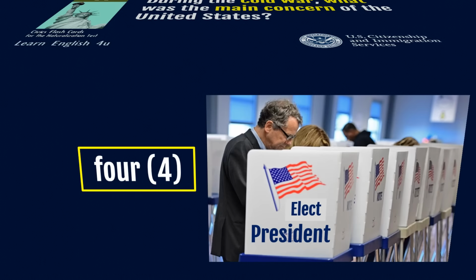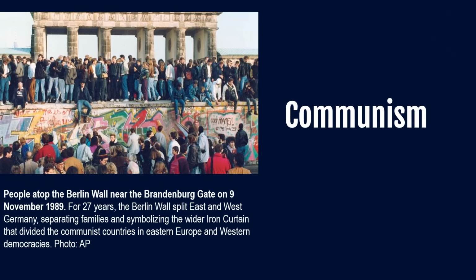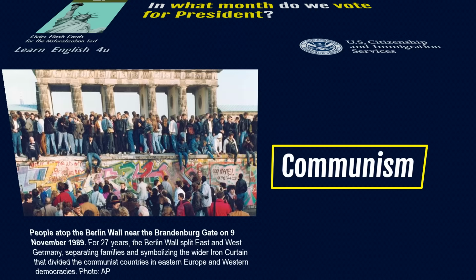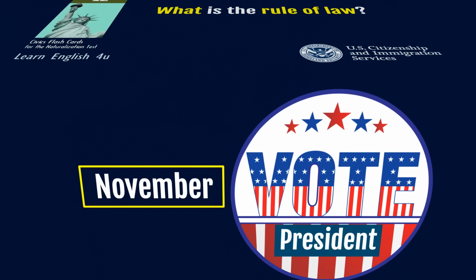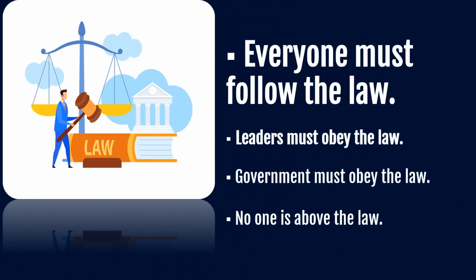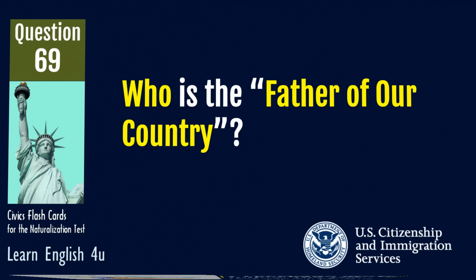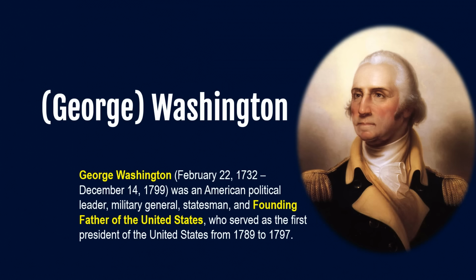During the Cold War, what was the main concern of the United States? Communism. In what month do we vote for president? November. What is the rule of law? Everyone must follow the law. Who is the father of our country? George Washington.